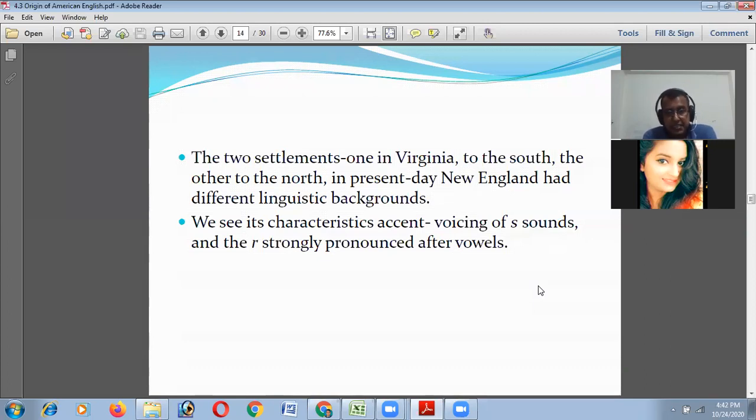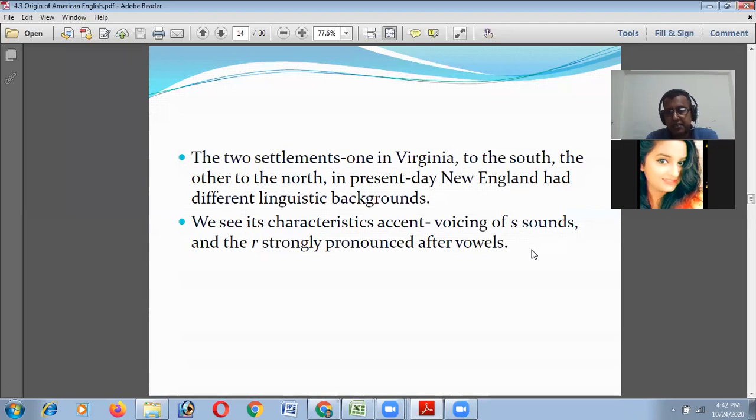We see its characteristic accent: voicing the S sounds, as we have talked about earlier, and the R is strongly pronounced after vowels. In case of British English, after the vowel sound, R will not be pronounced, just like father, the last R, before the E, that is the vowel sound, fad, a.